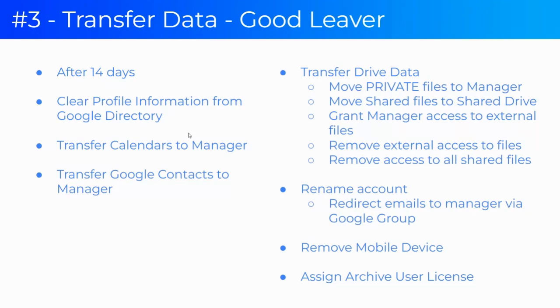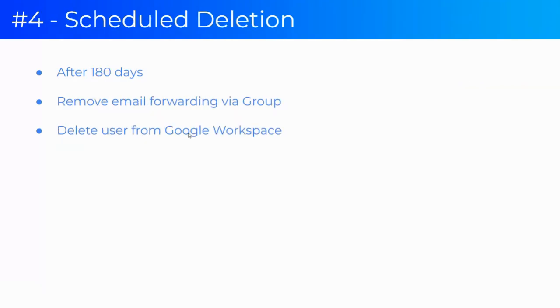We'll then also lastly remove the device and also assign an archive user license to that user in order to reduce our licensing cost from a Google Workspace perspective. And then the last stage in the process, after we've waited 180 days, is to then clean up all of the email forwarding that has been set up so that we now no longer need to deal with any emails that are coming in to the individual, and we can then comfortably delete that particular account.